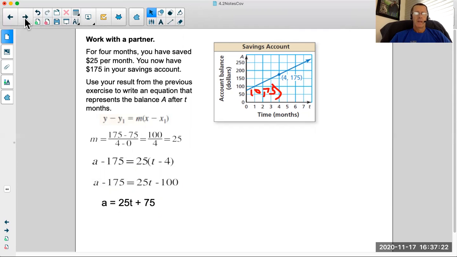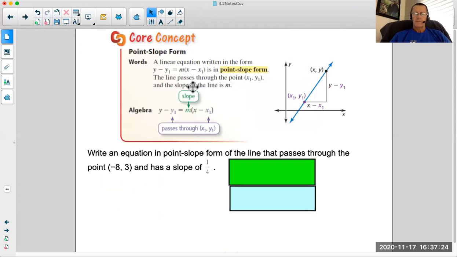Okay. All right. So here we go. Point slope form. As I said, y minus y sub 1 equals m times quantity x minus x sub 1. M's a slope. You plug in the coordinates x sub 1, y sub 1 for any point that's on the line. That's what's so great about this. Any point you want, it does not have to be the y-intercept.